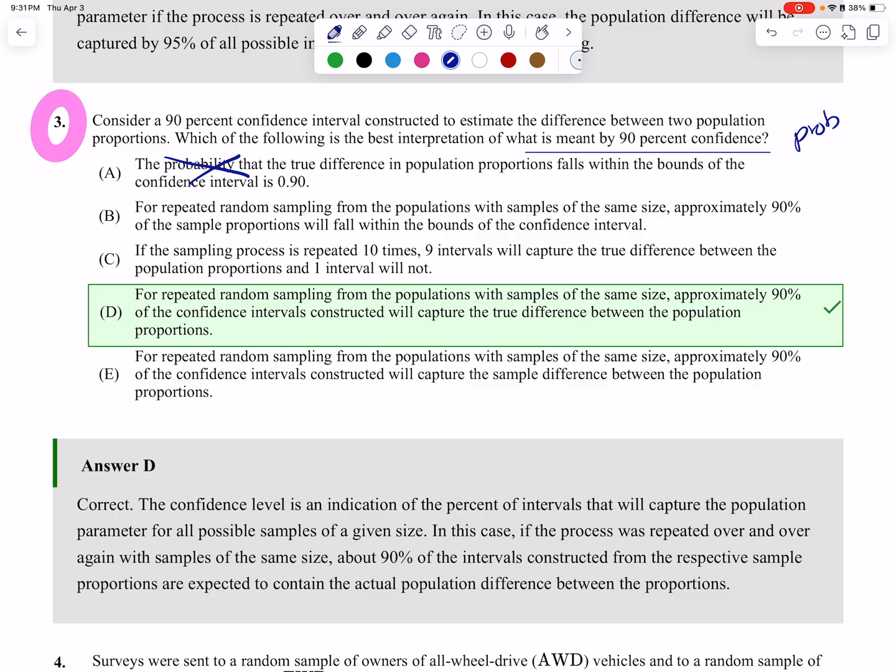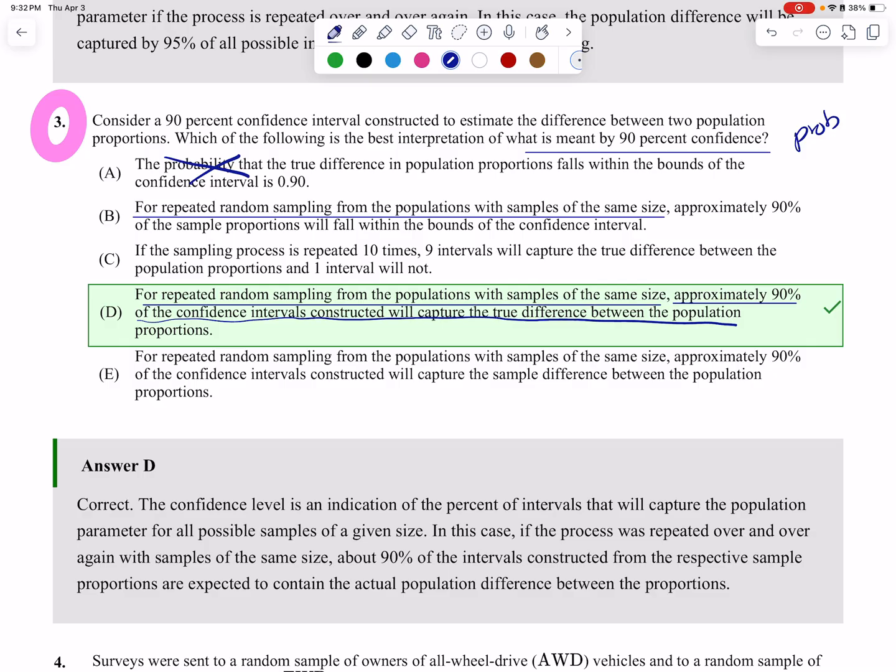This here, you're going to say, let's see, you want repeated random samples from populations with the samples the same size. So you like that. You like this. Those are good. Approximately 90% you like that. Of the confidence intervals constructed will have the true difference of population.